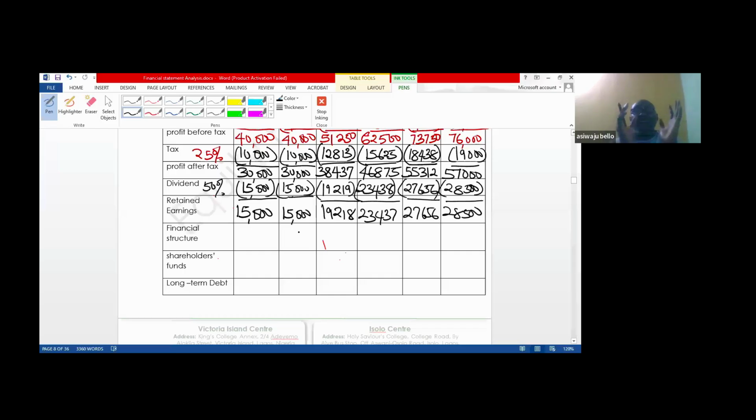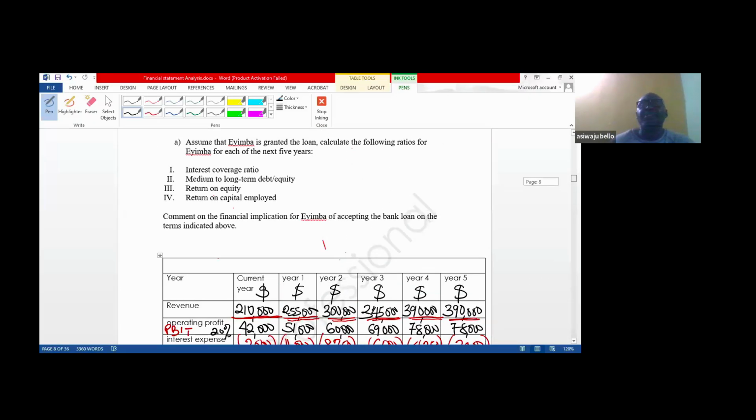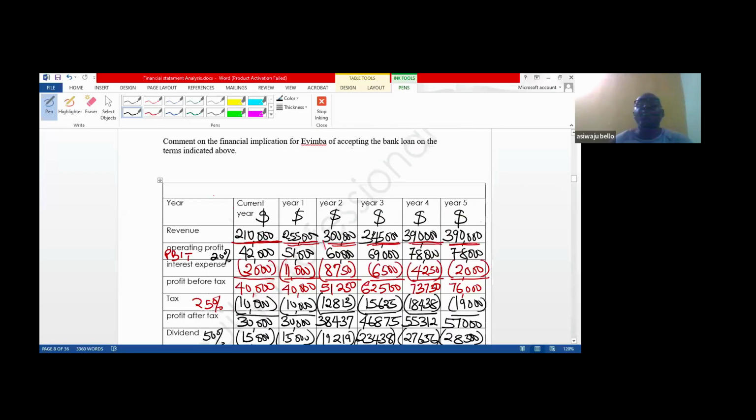Now, you have prepared the income statement. Your income statement will show your profits, dividend payable, and your retained earnings. You have looked at the impact of obtaining the loan on your income statement for the next 5 years. Look at it. The impact of this loan on our income statement for 5 years.